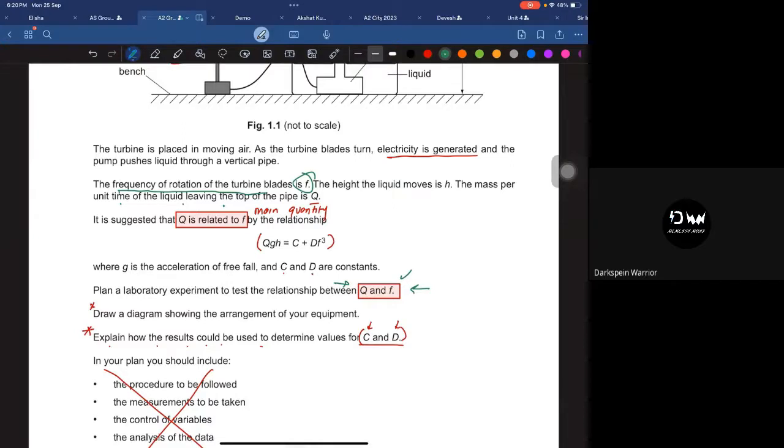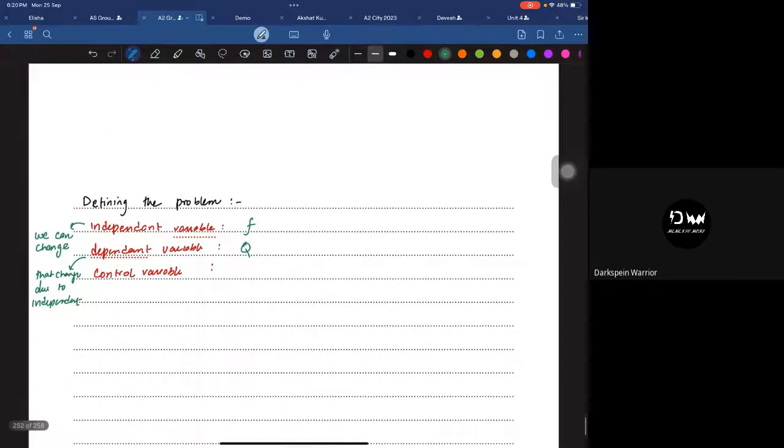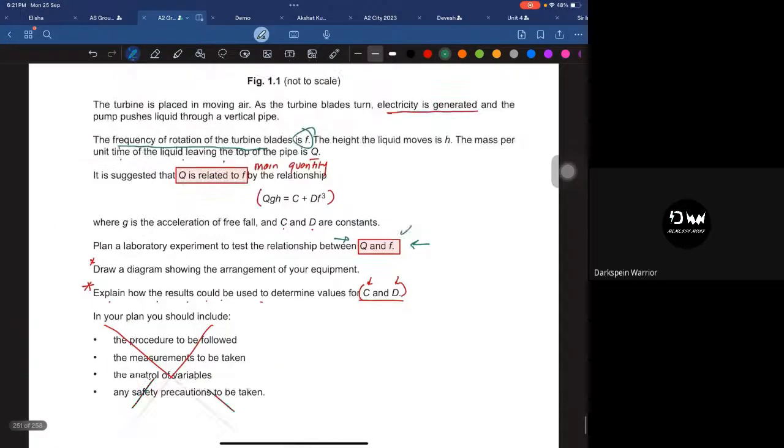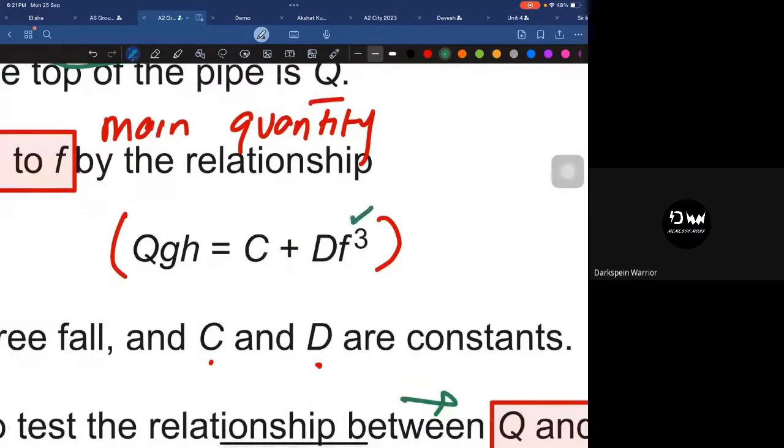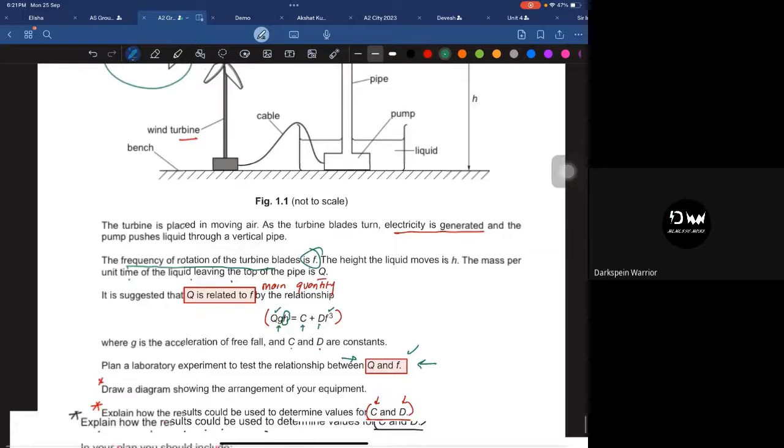All right. Now, let's look at what we get. So, where was I? Okay, now we need to know how to control a variable, that's very important. In this one, if you look at the whole equation, we have managed frequency, we have managed Q. This stays constant with G. These two are constant. So H is the only variable that can change. What is H? That is the height of the pipe.